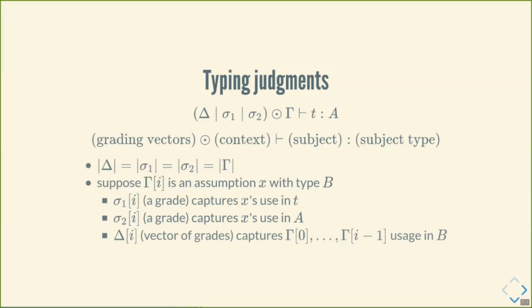Thus, we have that sigma 1 and sigma 2 are vectors of grades that account for subject and subject type usage, respectively. And delta is a vector of grade vectors that describes how usage is accounted for within the context gamma itself.